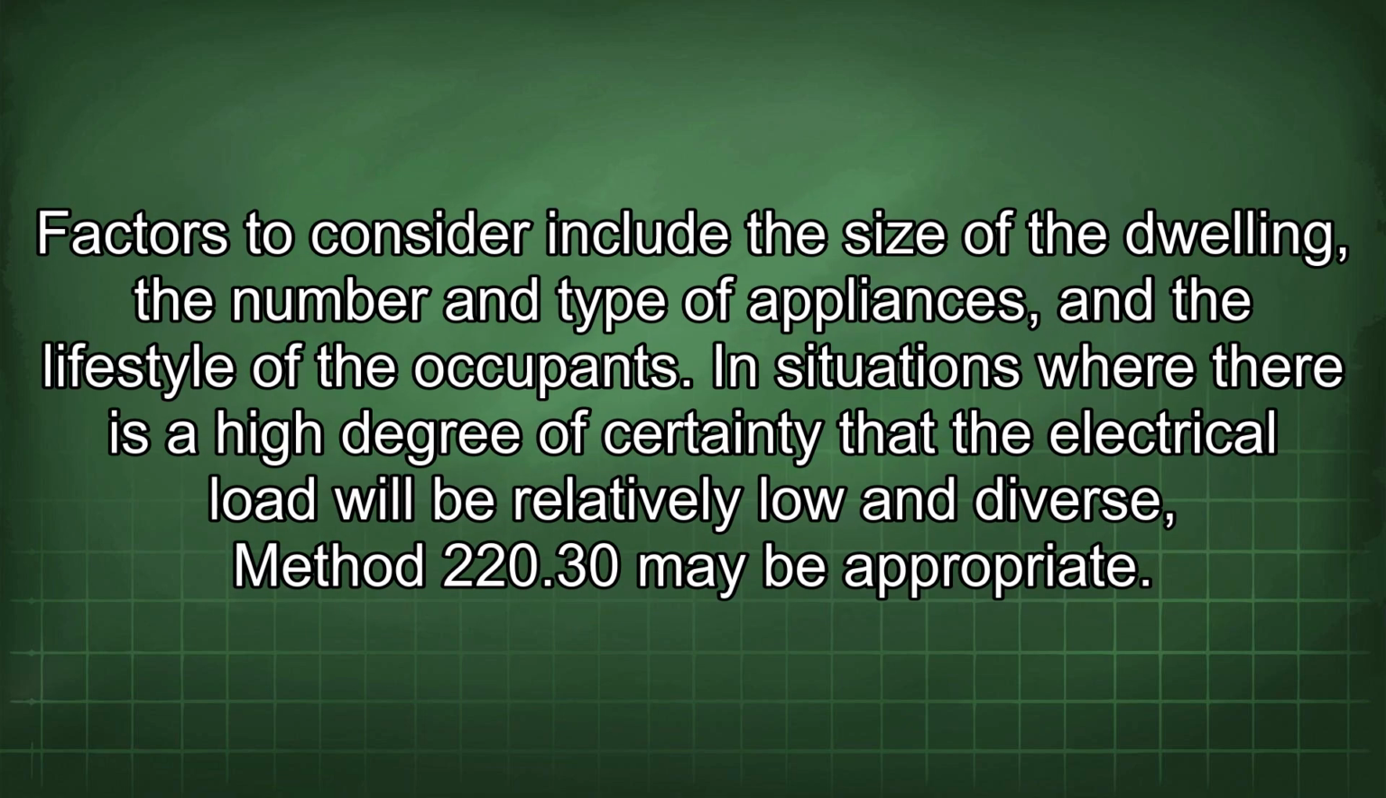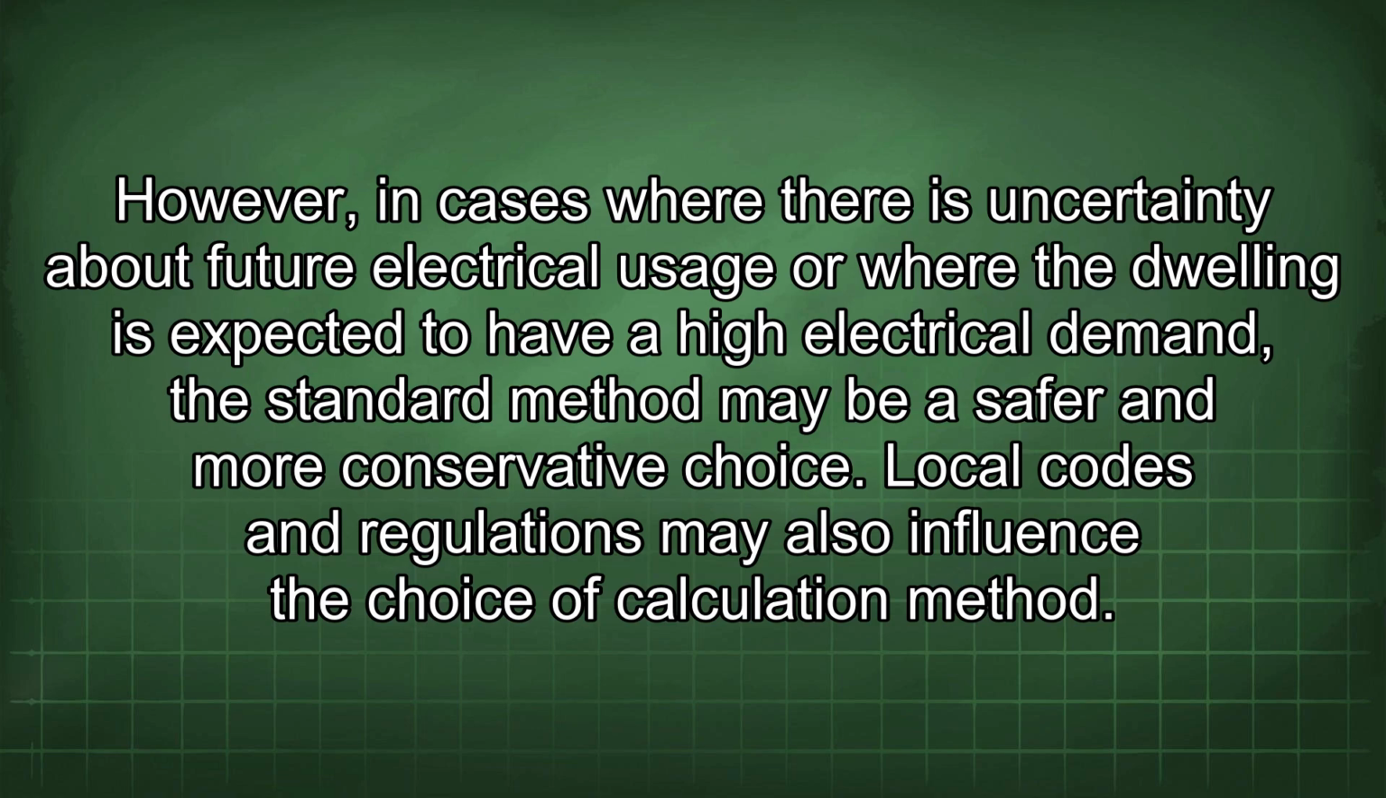Factors to consider include the size of the dwelling, the number and type of appliances, and the lifestyle of the occupants. In situations where there is a high degree of certainty that the electrical load will be relatively low and diverse, method 220.30 may be appropriate. However, in cases where there is uncertainty about future electrical usage or where the dwelling is expected to have a high electrical demand, the standard method may be a safer and more conservative choice.